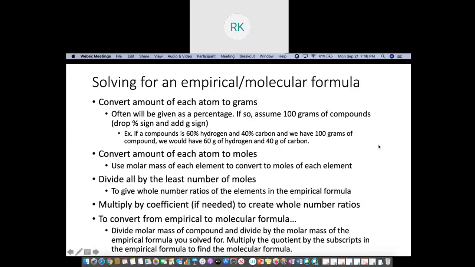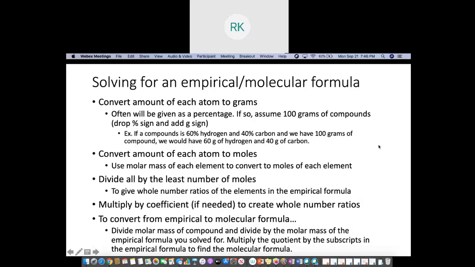And again, when we go through examples, I think my examples show these pretty well. So you're going to divide them by the least number of moles, and then you will multiply all the quotients that you get from this division by a coefficient if needed in order to make them whole number ratios. If they're already all whole numbers, you do not need to multiply them by a coefficient. And again, my examples will show this.